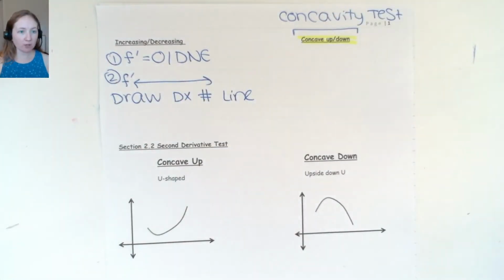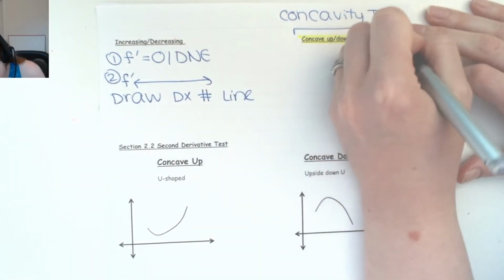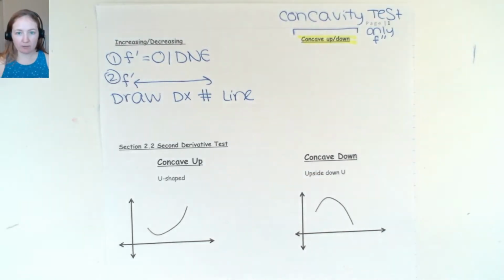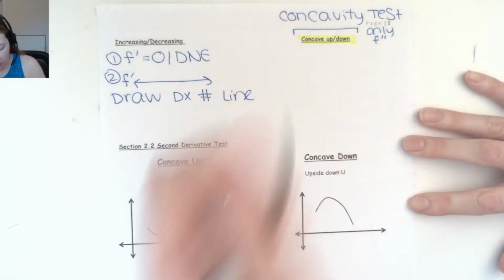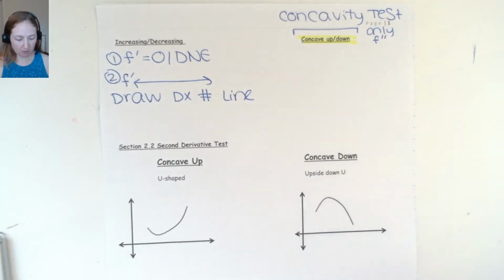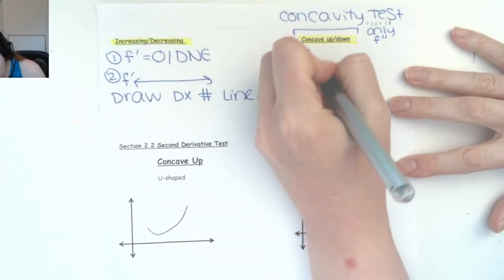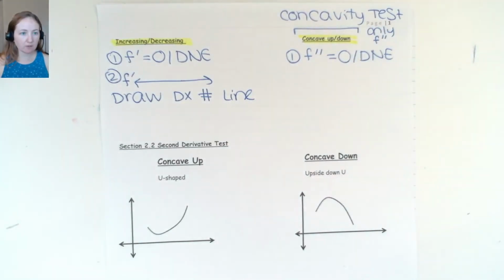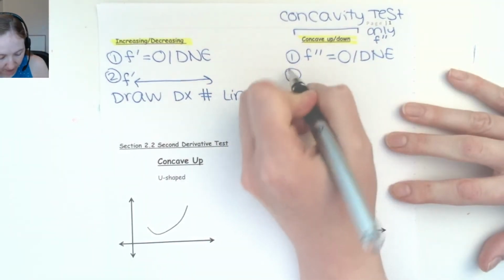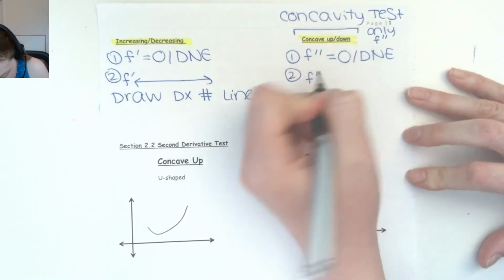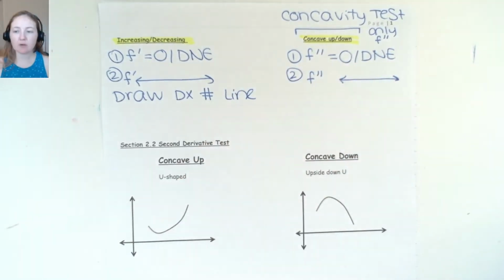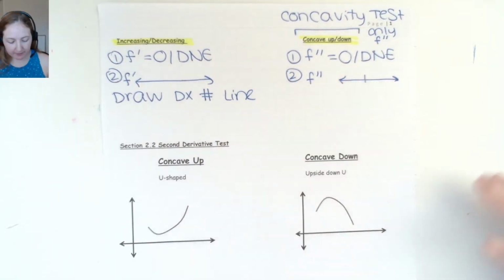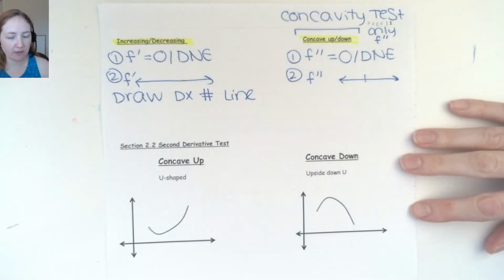Now, when we talk about this concavity test, you are going to work only with the second derivative. But what we're going to do with the second derivative is very similar to what we did with increasing and decreasing. Just like with increasing and decreasing, we're going to set the second derivative equal to 0 or does not exist, and we're going to draw the number line for the second derivative, and we'll plug in a number to the left and to the right of that number line.